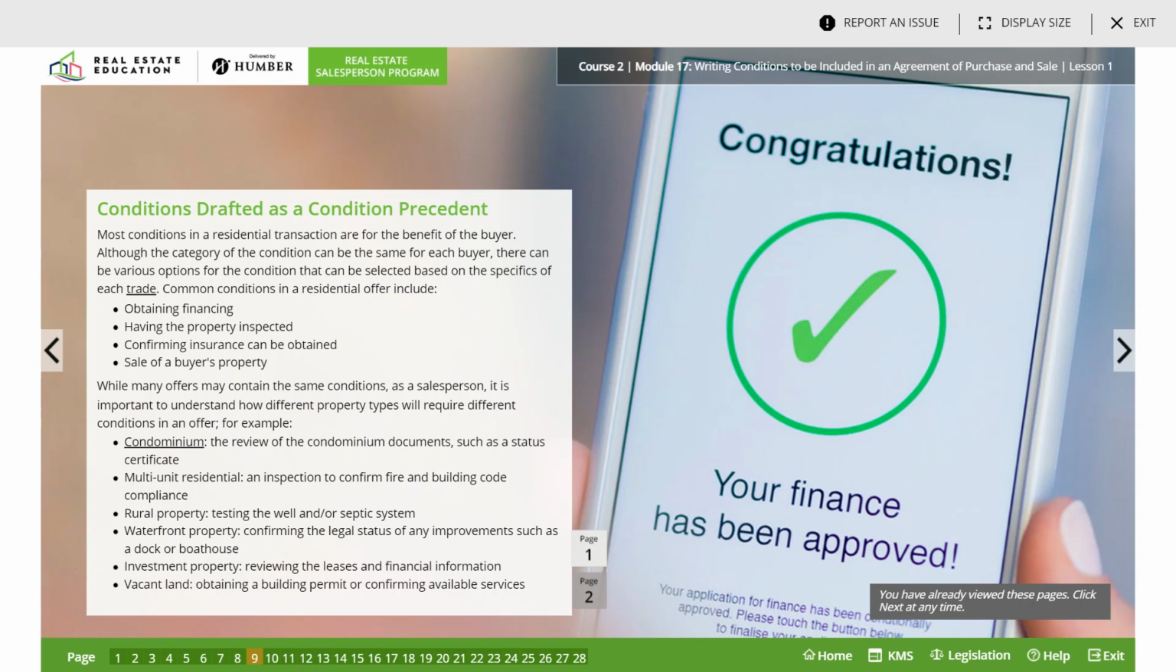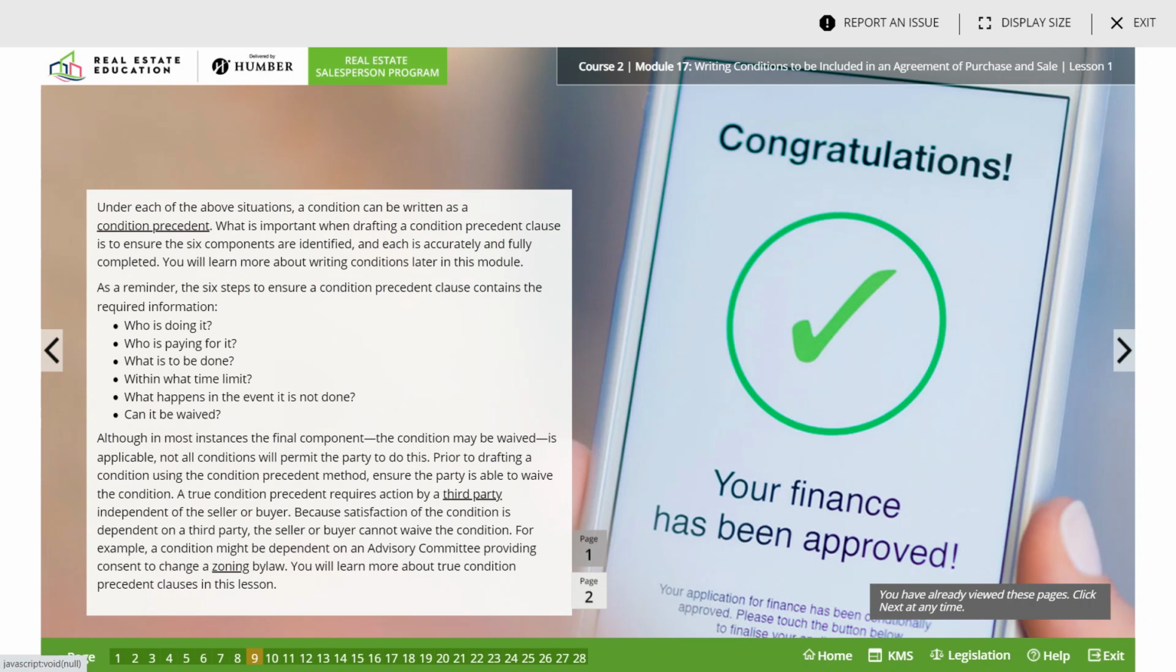For example, condominium: the review of the condominium documents such as a status certificate, multi-unit residential, and an inspection to confirm fire and building code compliance. Rural property: testing the well and septic system. Waterfront property: confirming the legal status of any improvements such as a dock or a boathouse. Investment property: reviewing the leases and financial information. Vacant land: obtaining a building permit and confirming available services.